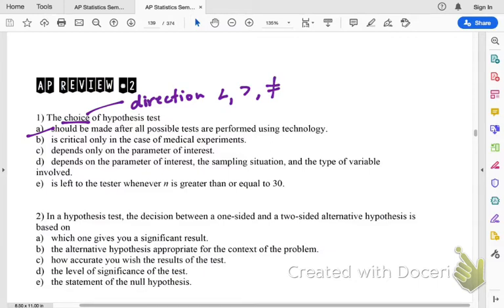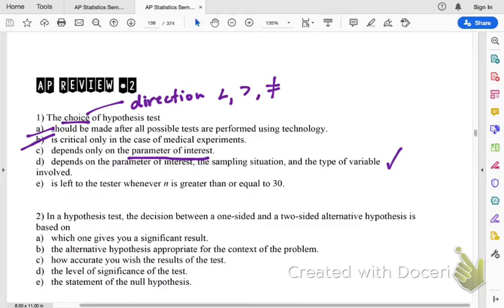Is it critical only in the case of medical experiments? No, I would argue every hypothesis test is critical. C, depends on the parameter of interest. Yes, but it does depend on more than that. It depends on the parameter of interest, the sampling situation, the type of variable involved. It gives us more things to look at, and then D is left to the tester whenever n is greater than or equal to 30.